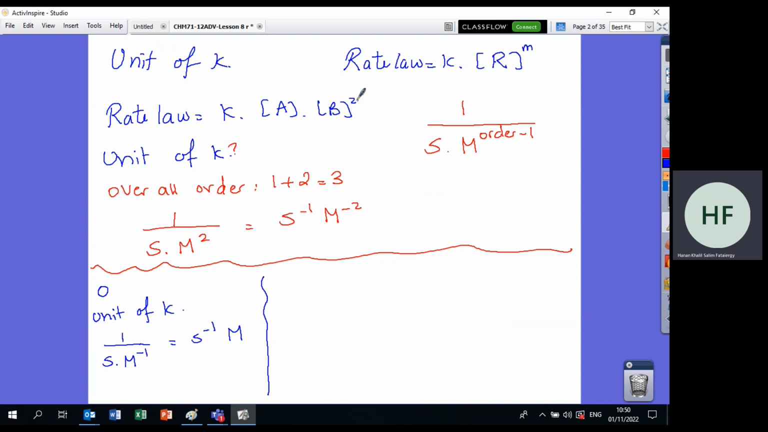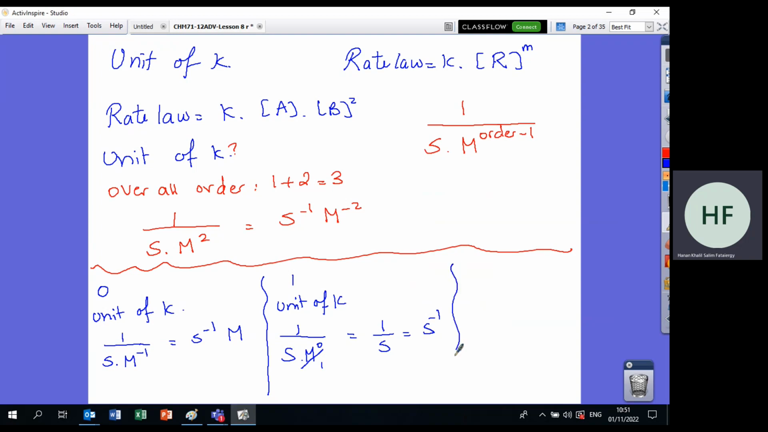Now, if the overall order is 1, what is the unit of K? Same thing, you put 1 over S, and now M, which is the molarity, to the power 1 minus 1, this is 0. Anything to the power 0 is 1. So the answer is 1 over S or S minus 1.